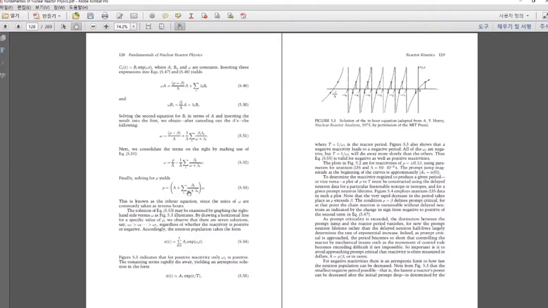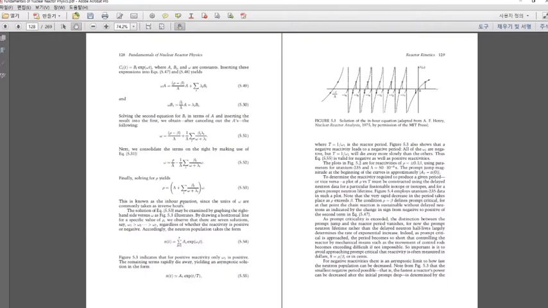Omega is closely related to the reactor period. So that means when reactivity is specified, then omega can be determined. And this figure 5.3 tells us how such omegas are specified.